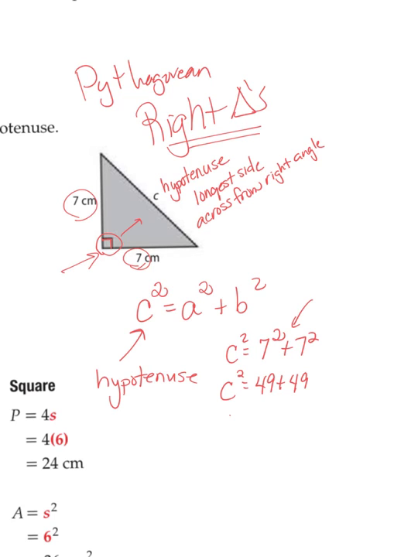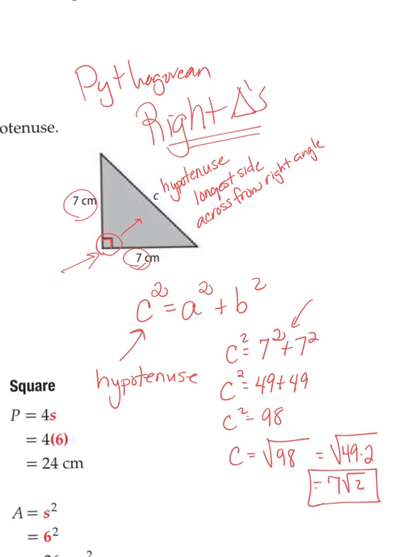Okay, let me get back to my ciphering here. This is 98, so C is the square root of 98. That's going to simplify. Since 98 is 49 times 2, this is 7 root 2. This is my exact answer because I didn't try to round off my root 2. Okay, so C equals 7 root 2 is my exact calculation for C.